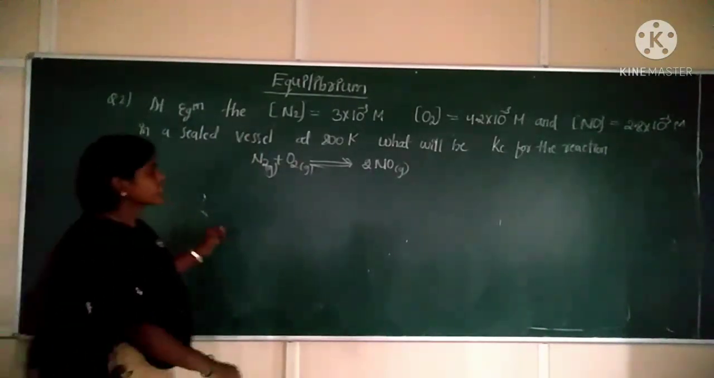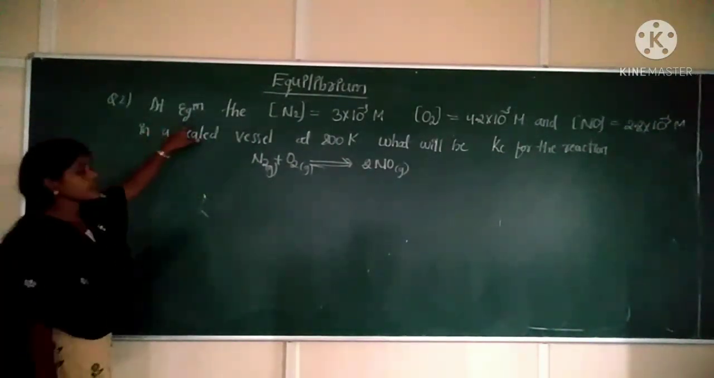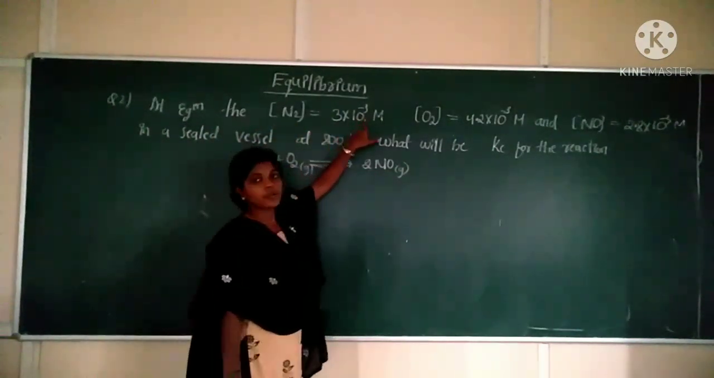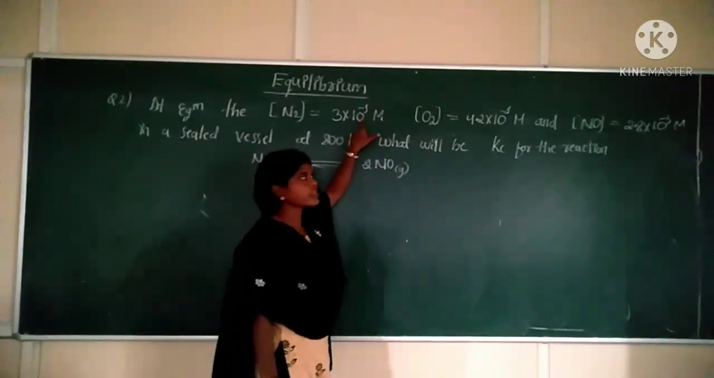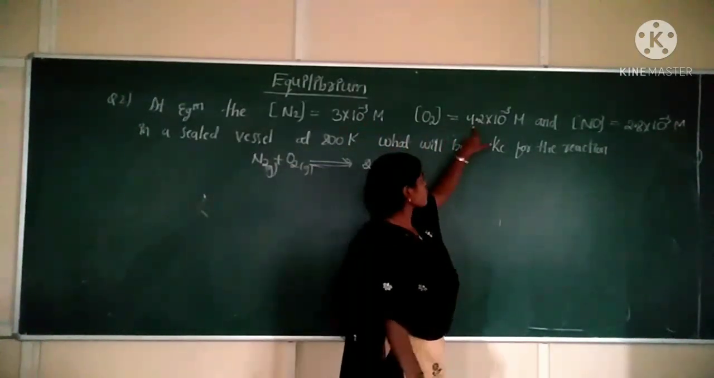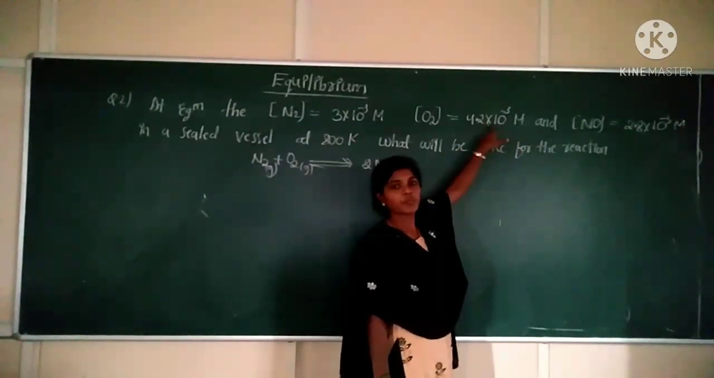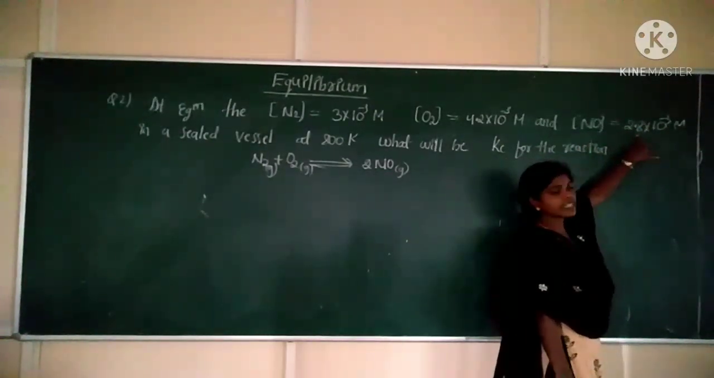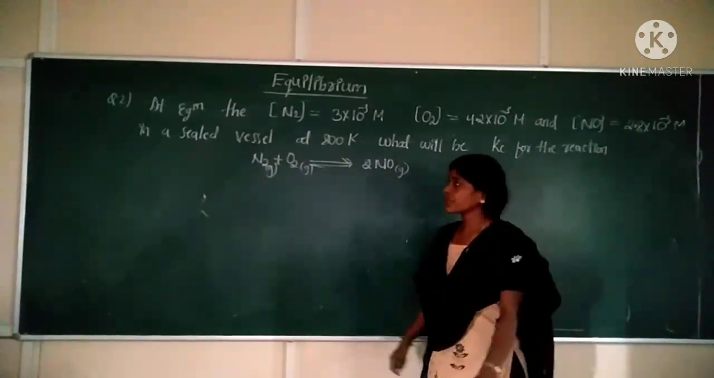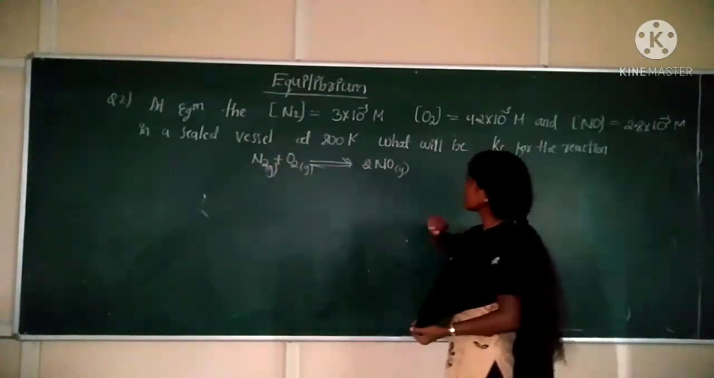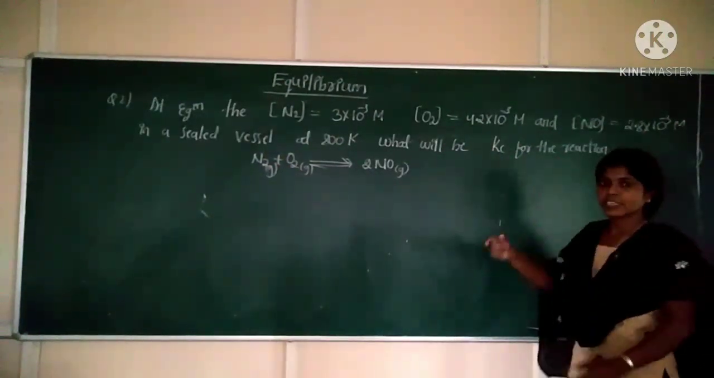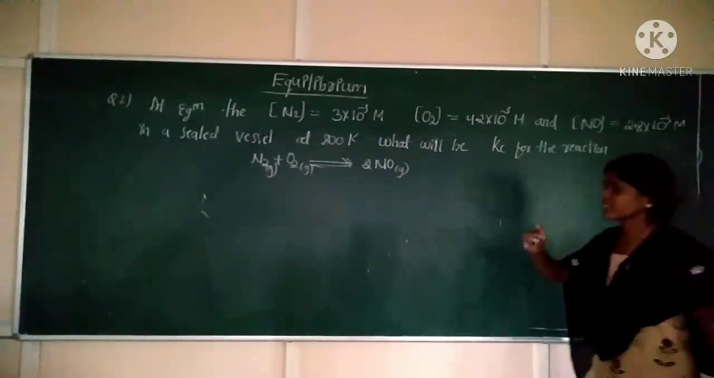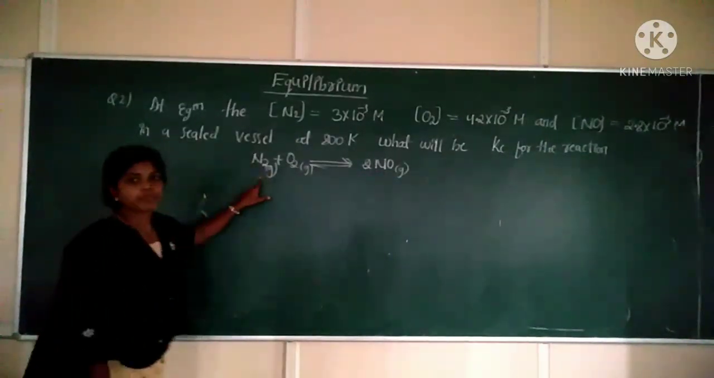Okay. So look at the next question, second question. At equilibrium, the concentration of N2 is 3 into 10 to the power minus 3. Concentration of O2 is 4.2 into 10 to the power minus 3. And concentration of NO is 2.8 into 10 to the power minus 3, given in a sealed vessel at 800 Kelvin. What will be the Kc for the reaction? What is the given reaction? N2 plus O2 gives 2NO.